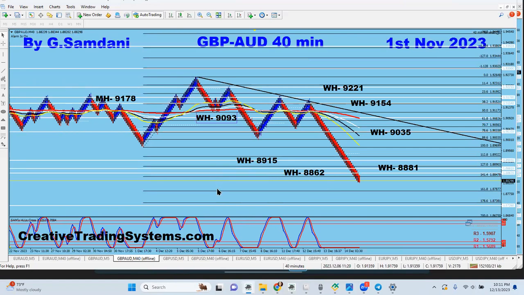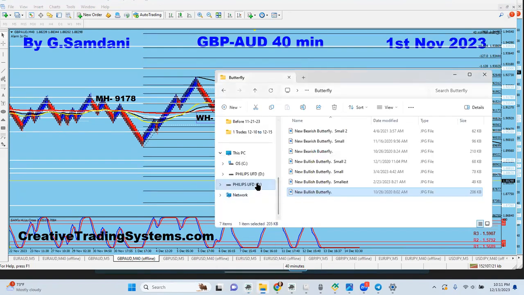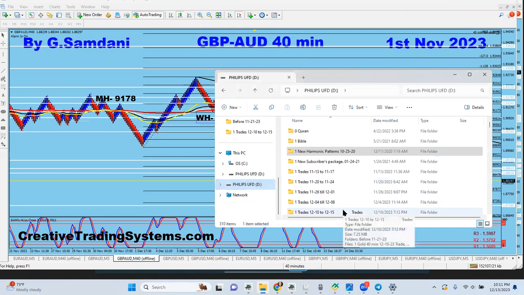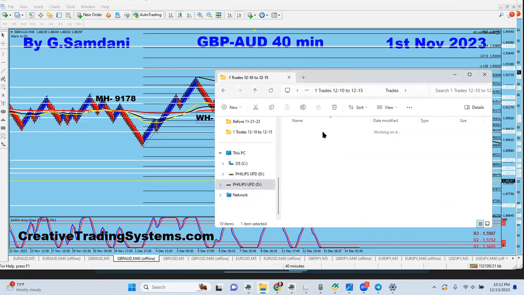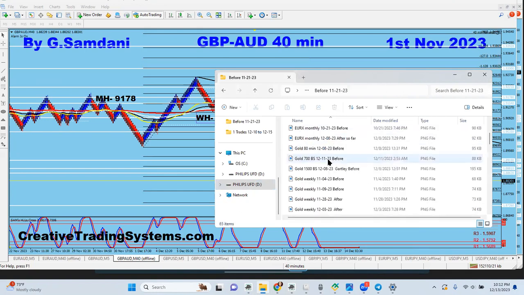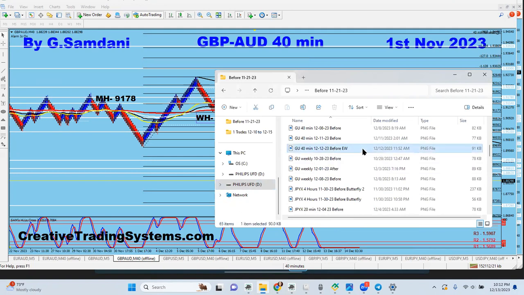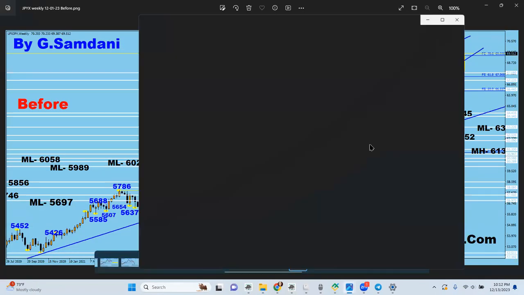Now, besides these, I also showed you pound USD and euro USD, right? And I said that they're gonna go to the upside. Pound USD chart, my chart was, let me just show you quickly if I can find it really fast. 40-minute, maybe this is what it is.